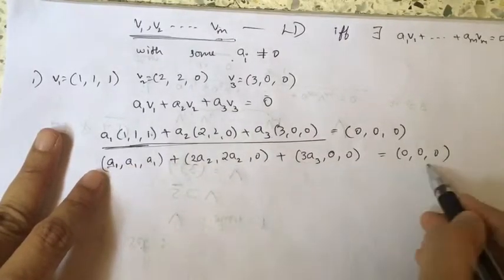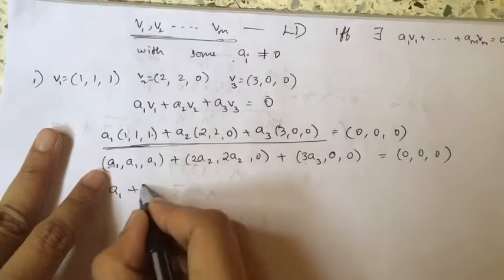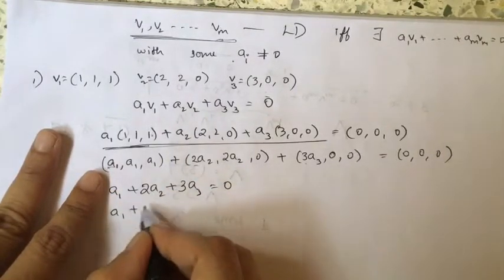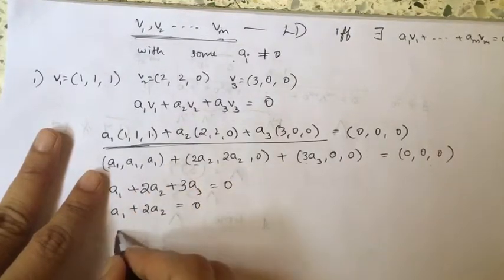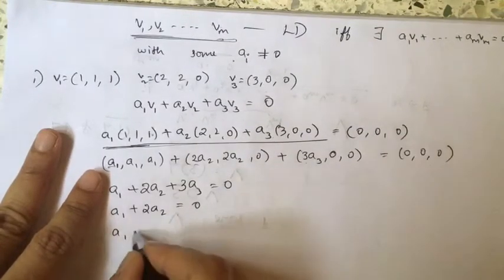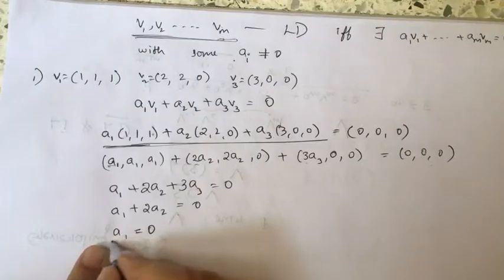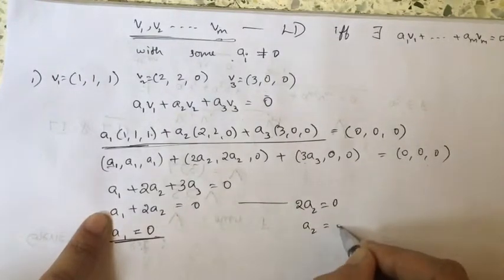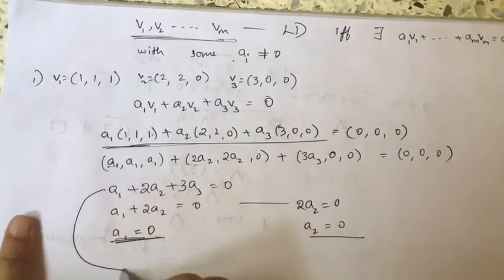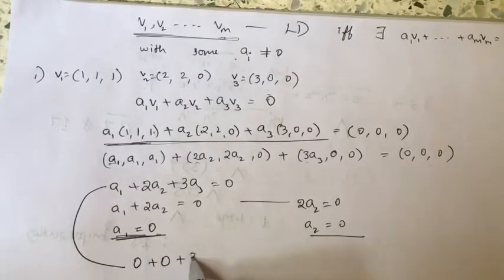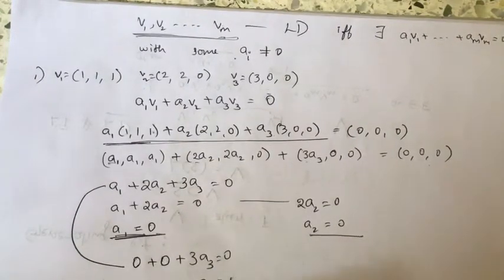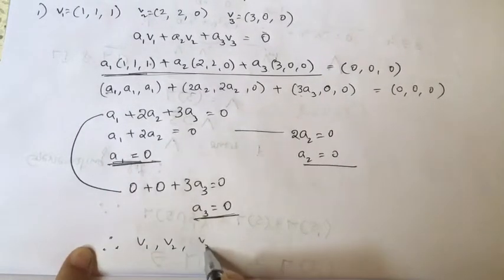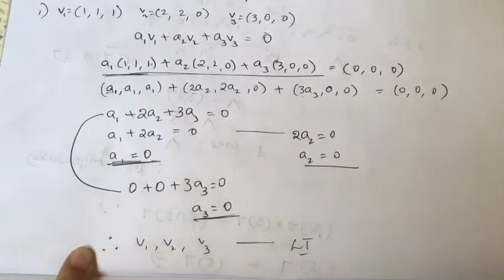So I'll take the coordinates together. The first coordinates from everywhere give a1 plus 2a2 plus 3a3, which should be equal to 0. Similarly, a1 plus 2a2 equal to 0, and a1 plus 0 equal to 0. Now I got a1 equal to 0. I'll substitute a1 equal to 0 in the second equation. What happens? 2a2 equal to 0, so a2 equal to 0. If I put a1 equal to 0 and a2 equal to 0 in the first equation, then 3a3 equal to 0, so that I am getting a3 equal to 0. Therefore, I got all ai's equal to 0. Therefore, I can say V1, V2, V3 are linearly independent.